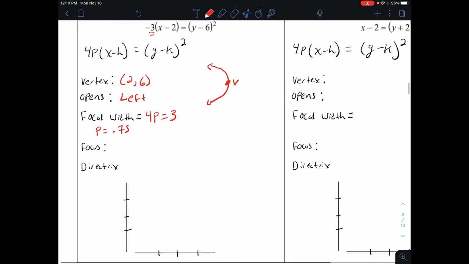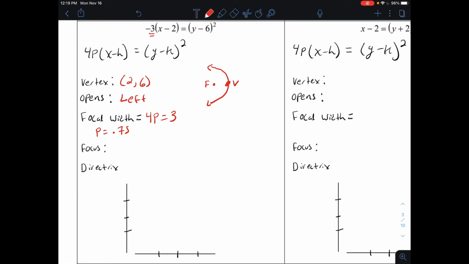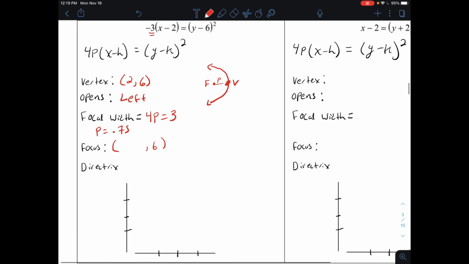Now our focus, if we open to the left, has to be inside of the opening, which for this parabola means it would have to be on the left side of the vertex. So I would keep the y value of my vertex the same, and I would subtract p from the x value of my vertex to get the x value of my focus. And the x value of my focus here is going to be 5/4.